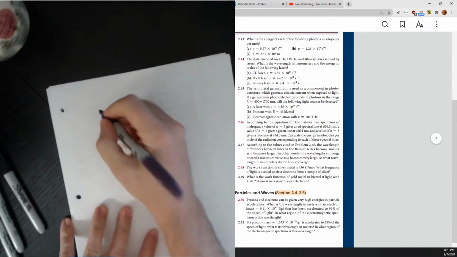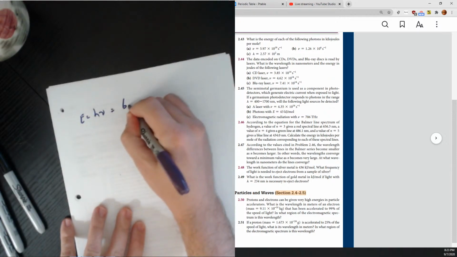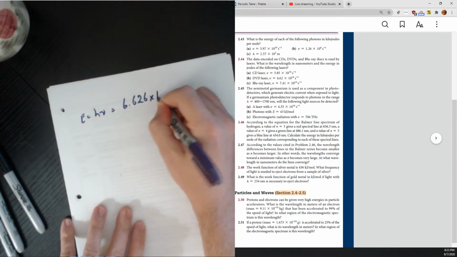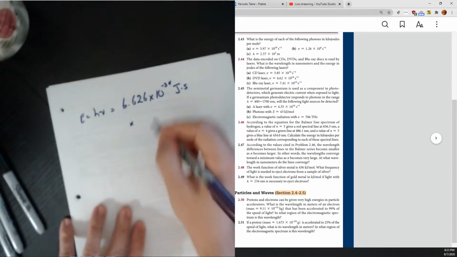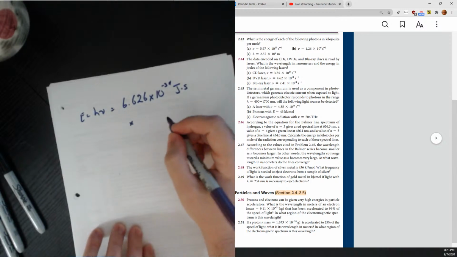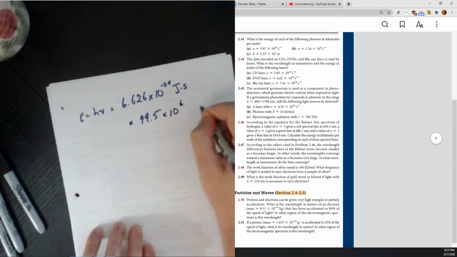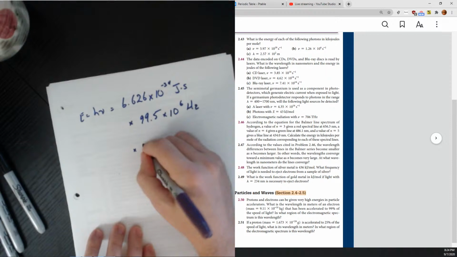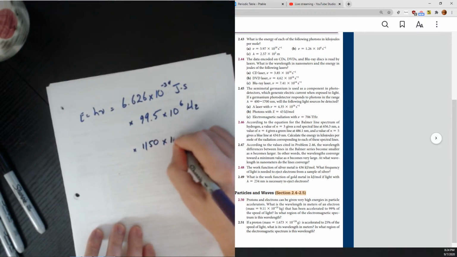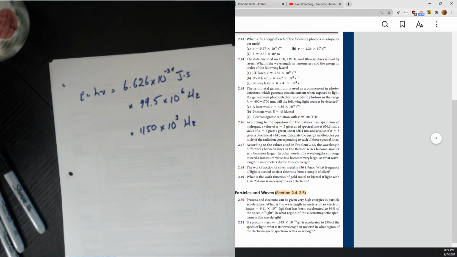All right, so E equals h nu is going to be Planck's constant multiplied by the frequency. One of them is 99.5 megahertz, so that's 10 to the 6th hertz. The other one is 1150 kilohertz, so that's times 10 to the 3rd hertz. And they wanted it in kilojoules per mole.